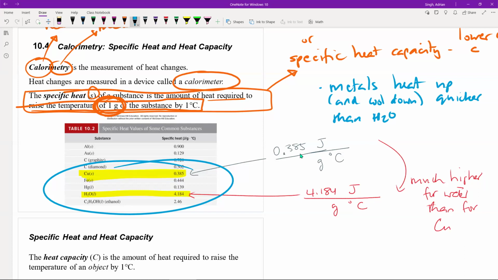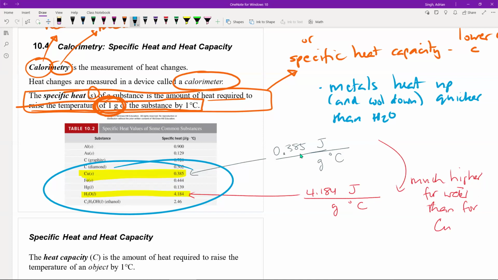The majority of the surface of the planet is covered in water, and every time the sun comes up, the water doesn't boil away, right? And that's because of the high specific heat of H2O. It takes a lot of heat energy to raise the temperature of water.